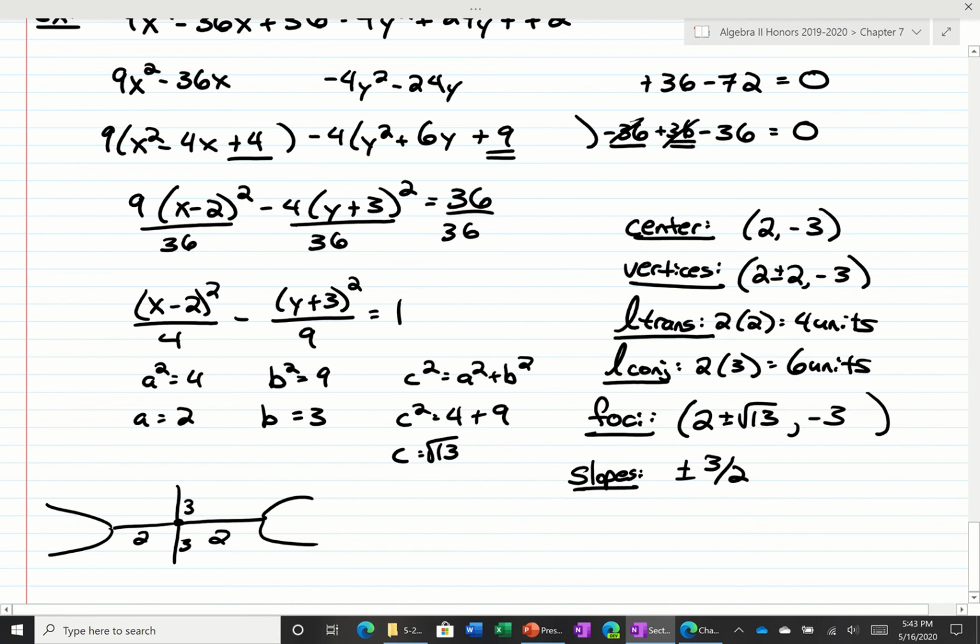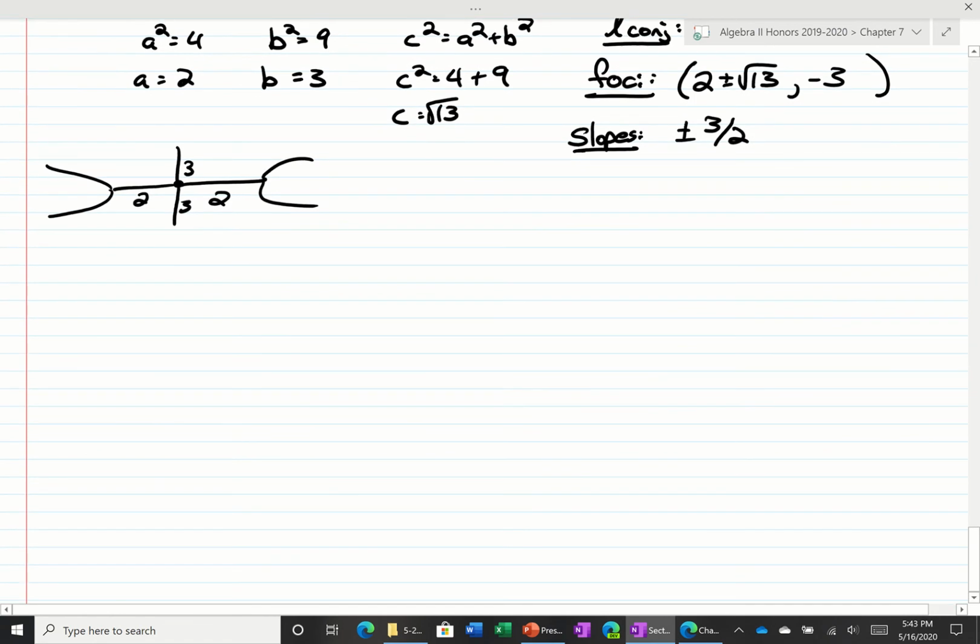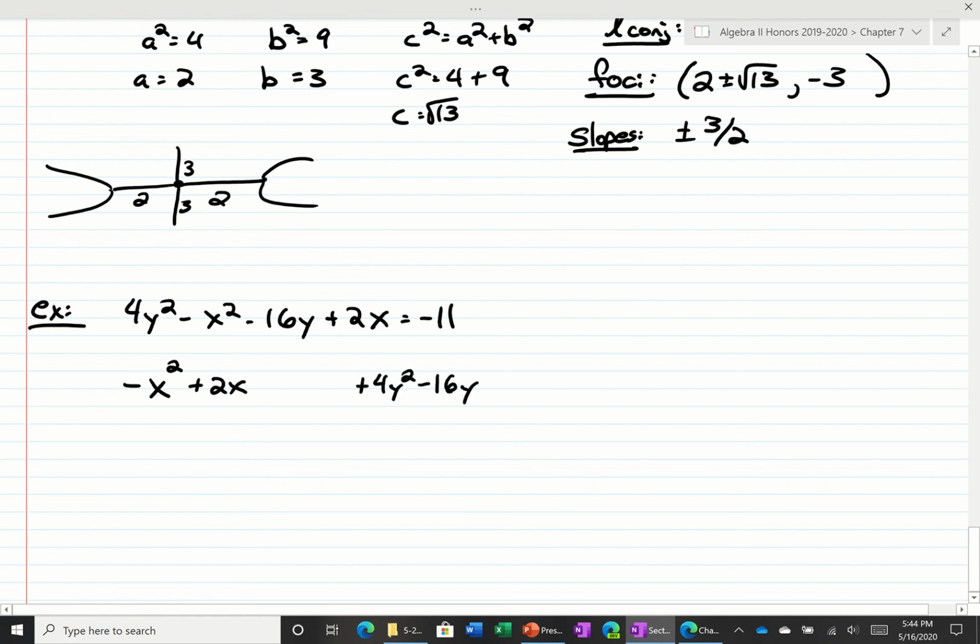All right, maybe we'll do a couple more. Let's do a vertical. We haven't done a vertical in a while. So let's say we have 4y squared minus x squared minus 16y plus 2x is equal to negative 11. We get all the terms on the same side here. All right, now we're ready to go.